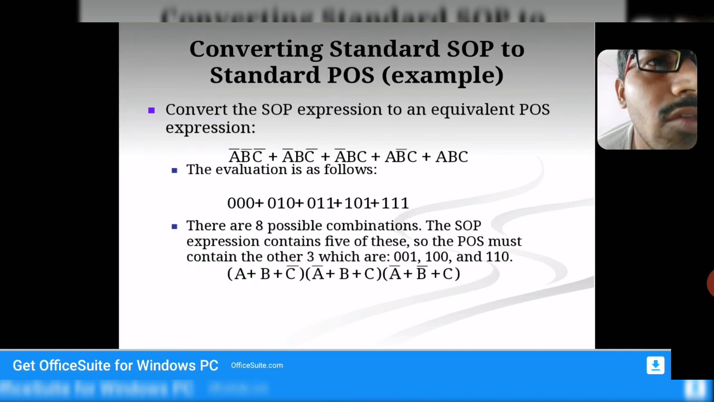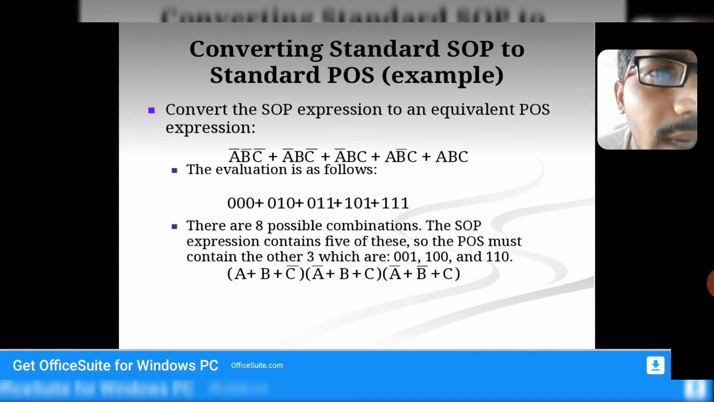So converting the SOP expression to an equivalent product of sum expression. First of all, we will represent all the terms in binary. So A'B'C' is equal to 000. Any complement term will contain 0. A'BC' is equal to 010. A'BC is equal to 011. AB'C is equal to 101 and ABC is equal to 111.